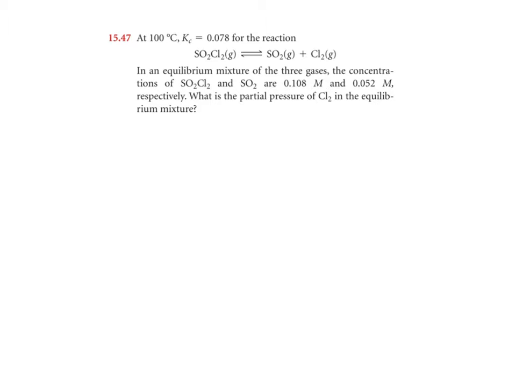So we're already at equilibrium because it says in an equilibrium mixture. So we know we're already there. So we don't have to do an ICE chart because we don't have initial values. We only have equilibrium values. So we can go right to our equilibrium expression where we have SO2 times Cl2 over SO2Cl2.